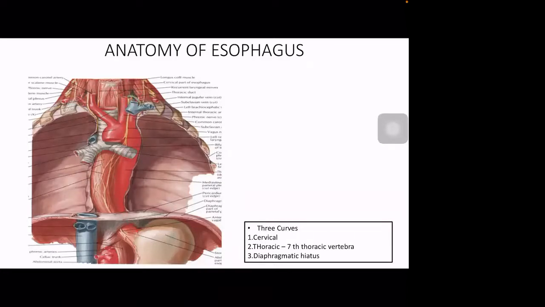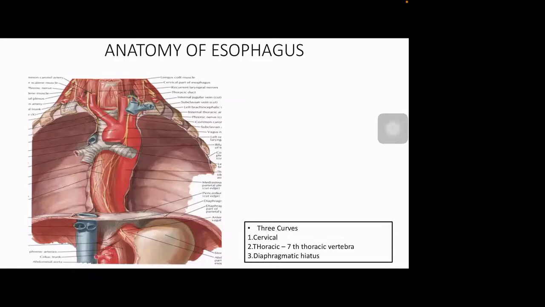So the vertebral level where it starts and where it ends, you should remember. It basically starts from C6 and it ends at T11. When it traverses along the chest and enters the stomach, it has 3 anatomical curves. There is one at the cervical level, one at the thoracic level, and one at the diaphragmatic hiatus. These are the 3 basic normal anatomic curves which the esophagus has during its course from the neck to the stomach.